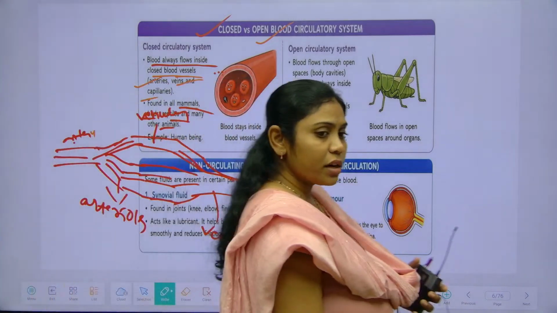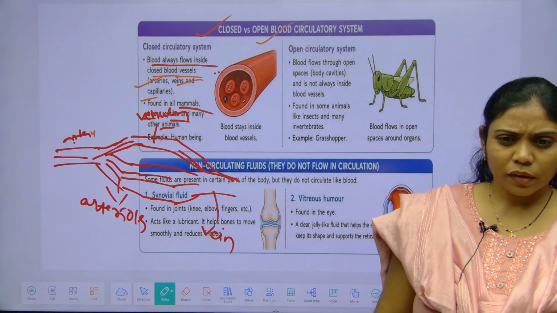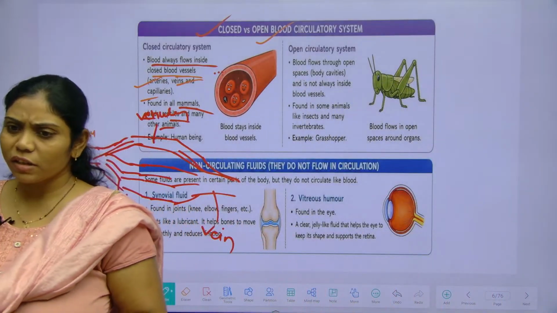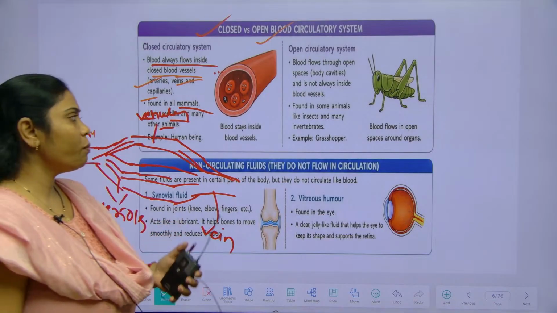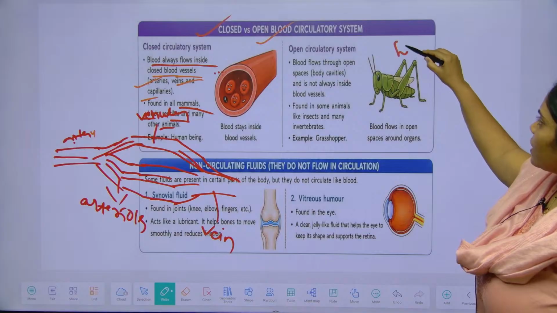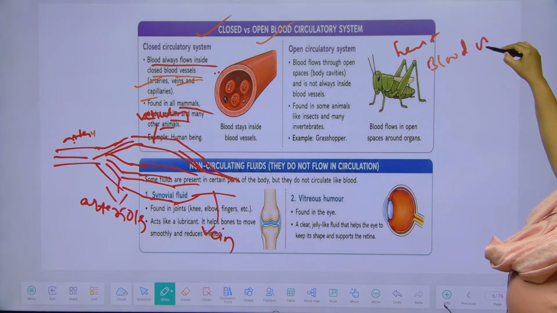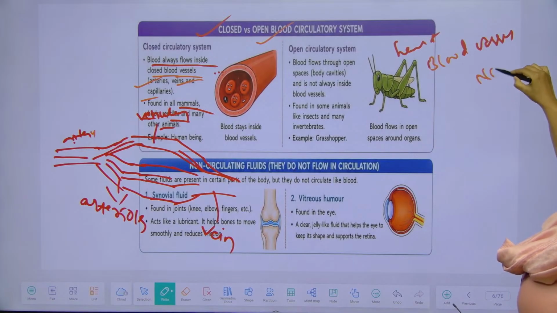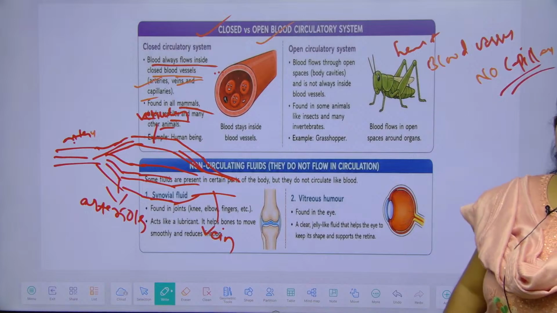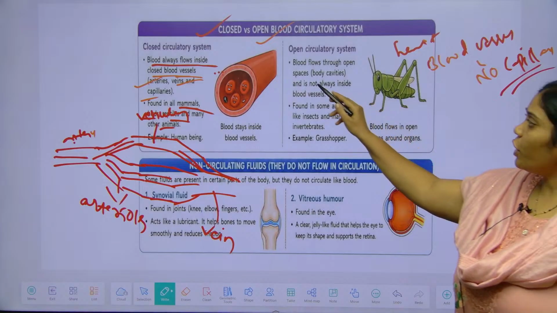Coming to the open circulatory system, means no heart, only capillaries, or will the heart also be absent, the blood vessel? Yeah, very good. So in the open circulatory system, blood flows where? It flows in the heart itself and the blood vessels itself. No capillaries are present. So from the heart to the blood vessel, and directly they are flowing into where?